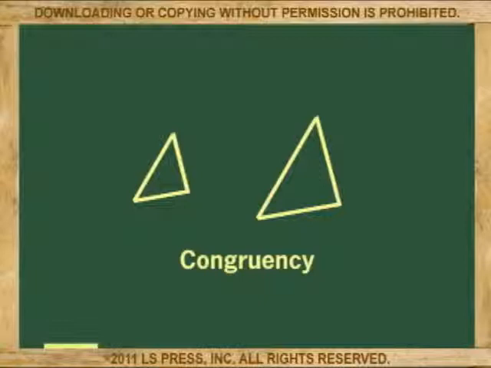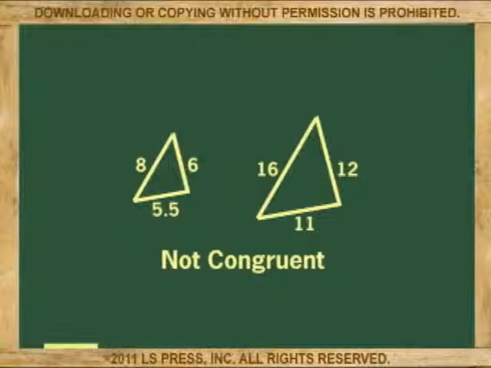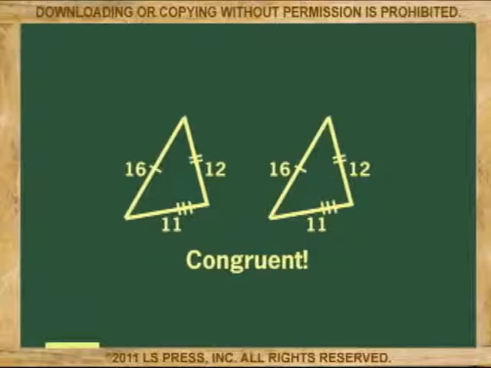It is equality in measurement and form. You see, these two triangles are equal in form, but not in measurement, so they are not congruent. On the other hand, these two triangles are equal in size and form, so we say that they are congruent.